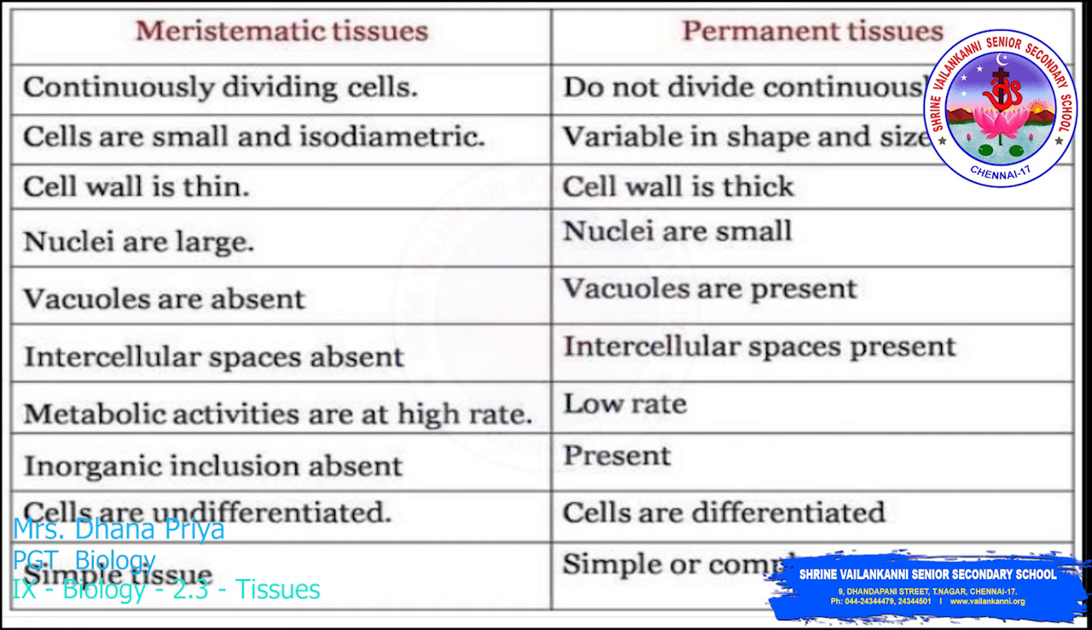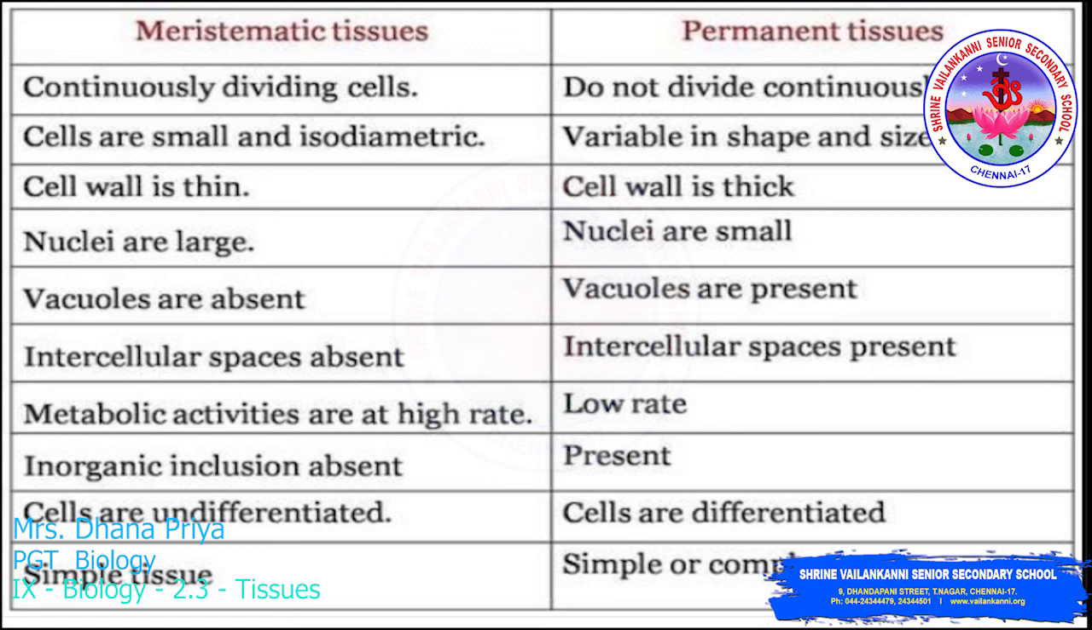The metabolic activities are at a high rate in meristematic tissues, but low in permanent tissues. Why? Because in meristematic tissue the cells keep on dividing, but in permanent tissue no division occurs. So when you compare, metabolic activity is high in meristematic and low in permanent. Inorganic inclusions are absent in meristematic and present in permanent. The cells are undifferentiated in meristematic tissue. In permanent tissue the cells are differentiated based on type, structure, shape and size.